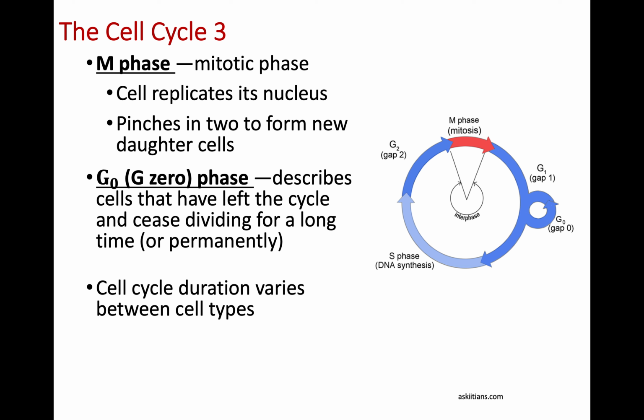There are a couple more stages. We have M phase for mitotic phase. The cell is going to replicate its nucleus during mitotic phase. This is known as mitosis, so you might want to circle this section of your notes. Replicating the nucleus is mitosis, and then pinching the cell in two to form two new daughter cells, kind of pinching off the cytoplasm, that is cytokinesis.